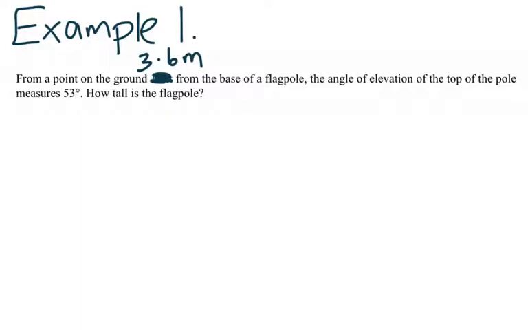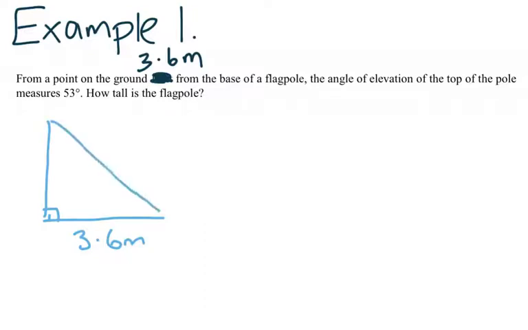Now, given these questions are basically always worded, we always need to draw a diagram. So to start, it says from a point on the ground at the base of a flagpole. So we've got a flagpole and we've got this point out here on the ground. So this is 3.6 meters. Now we're going to assume that in this situation, we're only doing right angled trigonometry. So the flagpole is at 90 degrees to the ground.